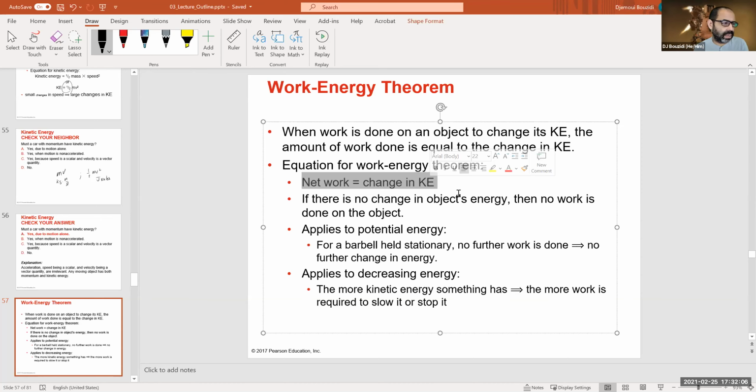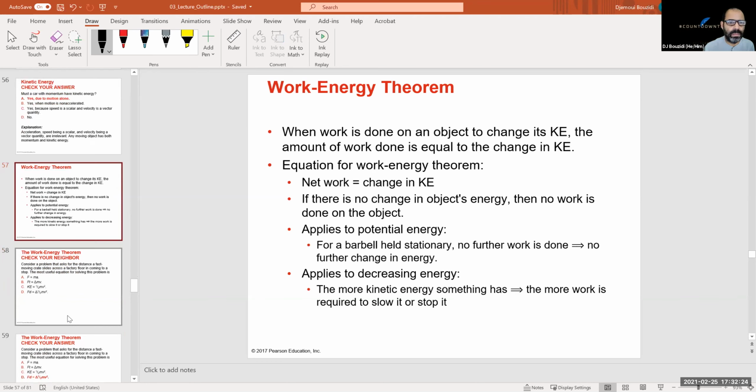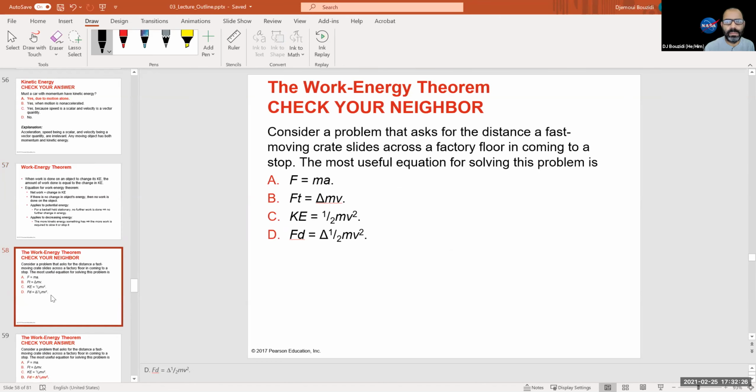So it sounds kind of easy enough. The net work, the work combined of all the forces, will be the change in the kinetic energy, as simple as that, okay? And it's equivalent to Newton's laws of motion. Whenever you see the symbol delta written, usually it means change, okay?